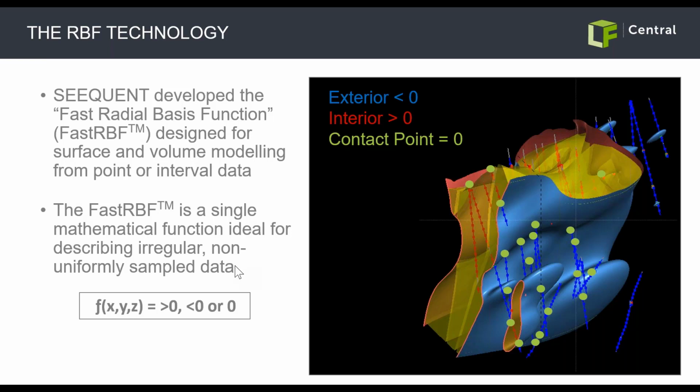So Sequent, formerly Arans, developed the fast radial basis function, or fast RBF, that is designed for surface and volume modeling from point and interval data. It is akin to dual kriging and ideal for describing irregular, non-uniformly sampled data, i.e. geology. So this is exactly what we're dealing with on a regular basis in the field.